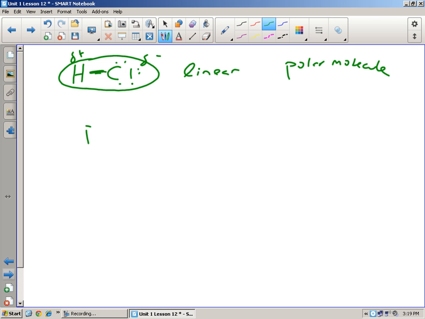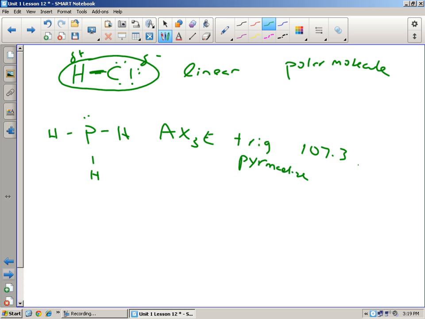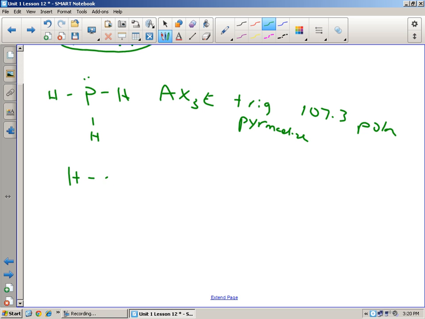PH3, very common one here, of course. We look at this, we say this is AX3E. This is trigonal pyramidal again. This is 107.3, and most certainly polar, as it has a lone pair on the central atom. Next is H2O. As always, water. Most certainly polar.